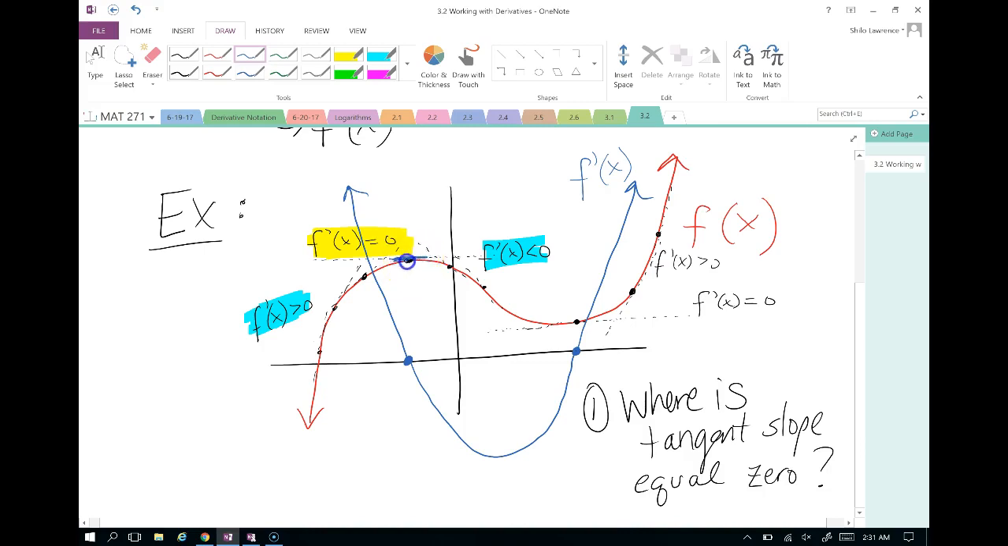Wherever we had a horizontal tangent line, that coincides to an x-intercept on our derivative function. Positive slopes, if you draw tangent lines, positive slopes means we have a piece above the x-axis. Negative slopes means piece below the x-axis. Positive slopes means piece above the x-axis.